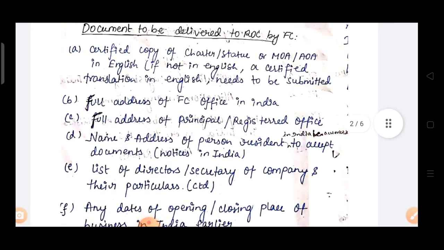Next one is the name and address of the person resident in India, that is, authorized to accept documents or notices in India. It means a person who is resident in India and who is authorized to accept the documents or notices in India; the name and address of that person is required to be submitted to ROC. Then the list of directors or secretaries of the company and their particulars is required to be submitted to ROC.